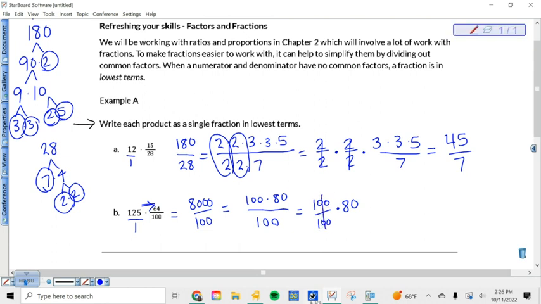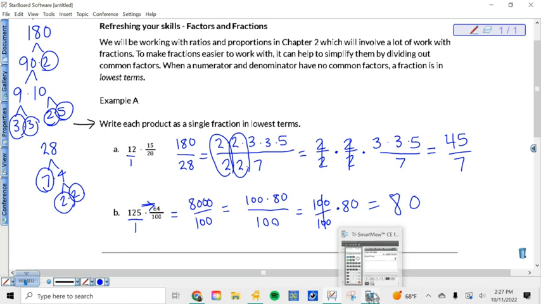1. And so what's 1 times 80? 80. Okay, one more time.